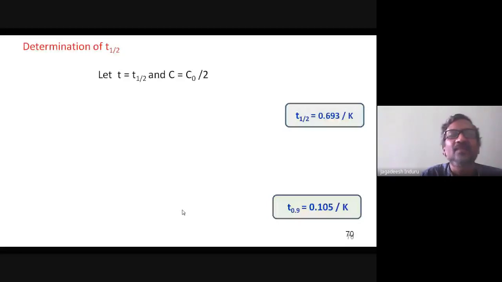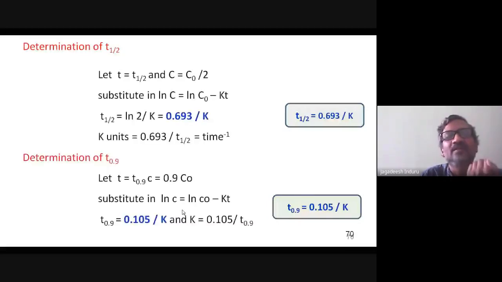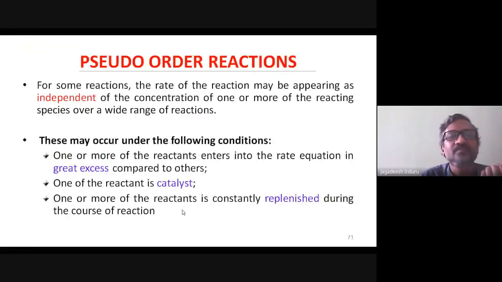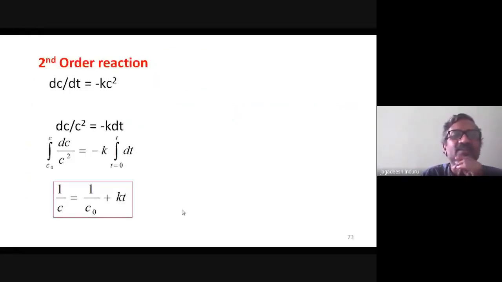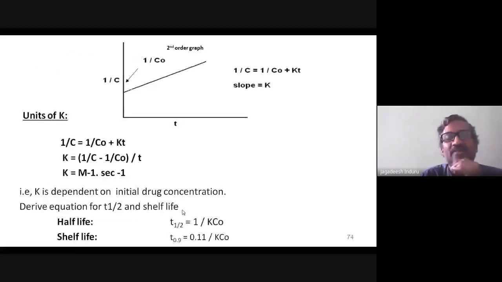We have seen similarly pseudo order reactions, where the concentration of one ingredient is very high, so it will appear as a zero order. Similarly, we have got the second order. It is dependent upon the two concentrations of the excipient, or the drugs involved in the reaction. There we are going to have a kinetic equation: 1 by C is equal to 1 by C0 plus Kt. And your half-life is 1 by K into C0, and shelf life is 0.11 by K into C0.